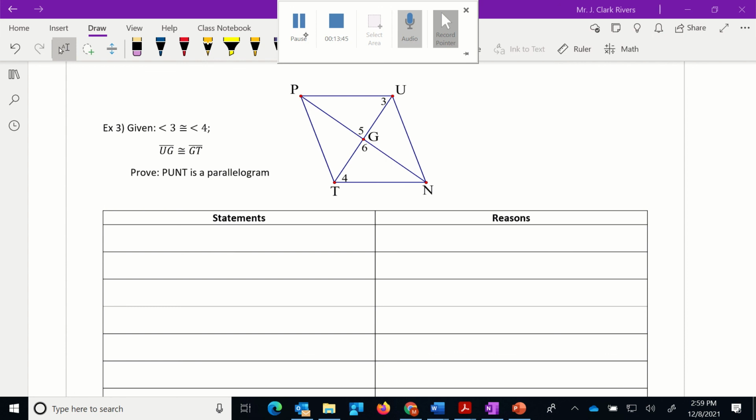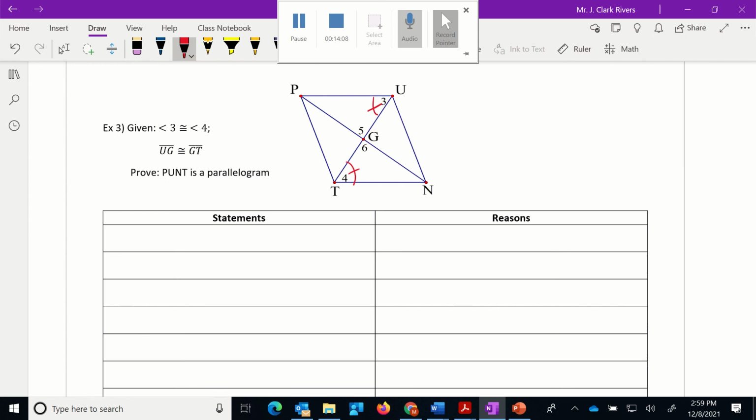Let's work our way through this. So we got angle 3 congruent to angle 4. What can we conclude from that if we wanted to? Raise your hand if you think you know. Jonathan. PU is parallel to TN, right? Because they're alternate interior angles. If alternate interior angles are congruent, then lines are parallel. We'll keep that in our back pocket. We may need it, we may not.